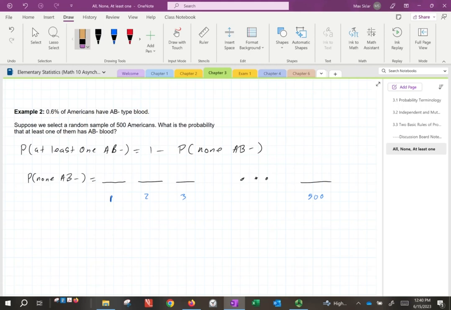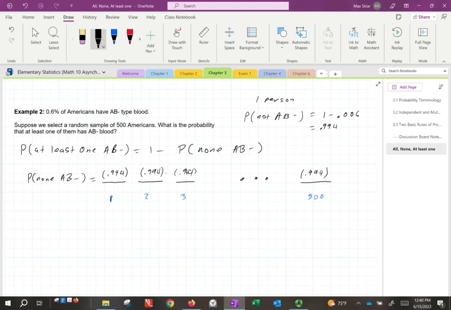I can't write that all out, I don't want to take that time. But what we can do is look at the probability of not AB negative with one person, which is 1 minus 0.006. That's 0.6%. So that's going to be 0.994. So I'm going to put 0.994 times 0.994 times 0.994. How many 0.994s do I have? One for each person in our sample, so that's going to be 0.994 to the 500th power.